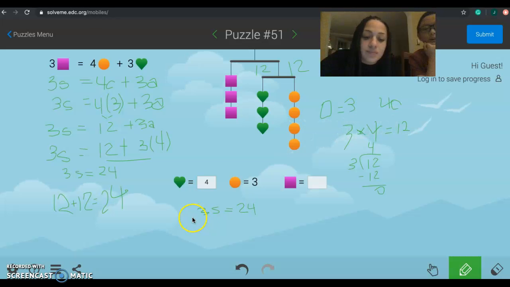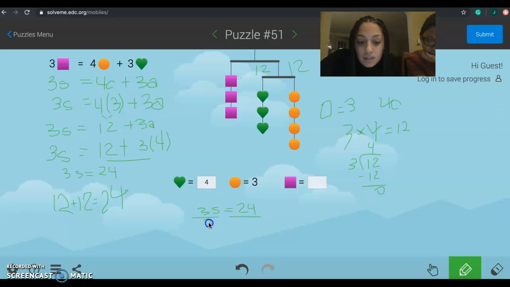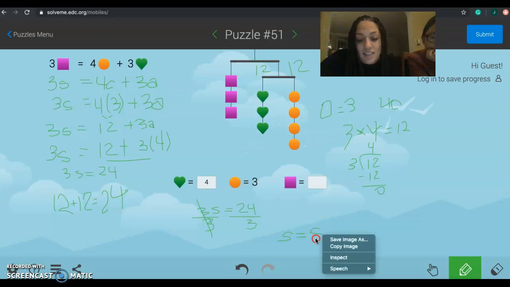Divide 24 by 3. Yes. So we'll divide, getting rid of this 3. This 3 is multiplying s, so we'll divide it. This cancels it out. What we do to one side of the equation, we must do to the other side of the equation. Divide by 3. S equals 8. Good job.